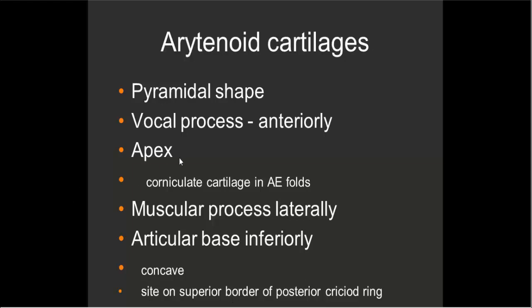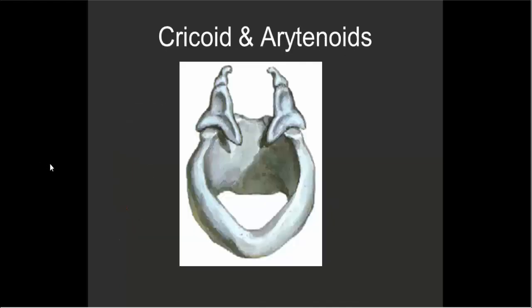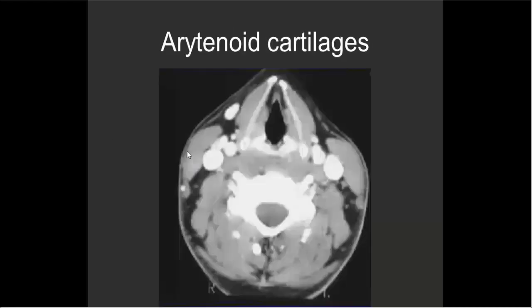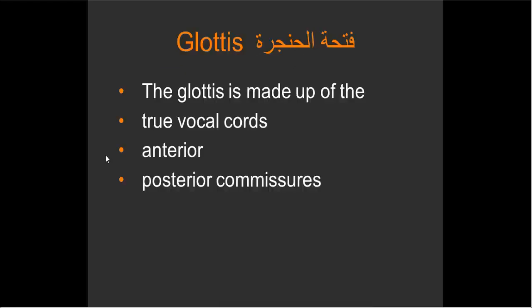The arytenoid cartilage has an apex and a base. At the apex is the corniculate cartilage; the base sits on the superior border of the posterior cricoid ring. This is the arytenoid cartilage, and its base sits on the posterior ring of the cricoid. As we see, this is the posterior ring of the cricoid. The arytenoid cartilages bilaterally have an apex and a base.